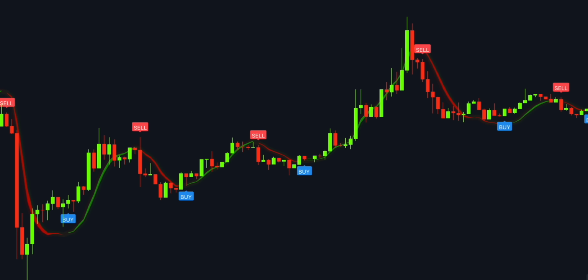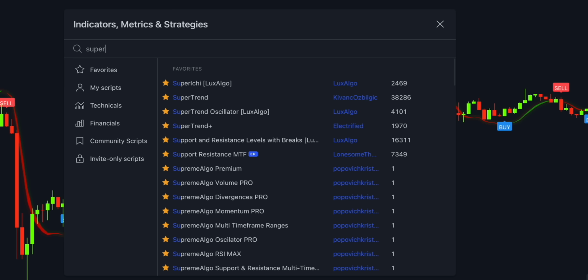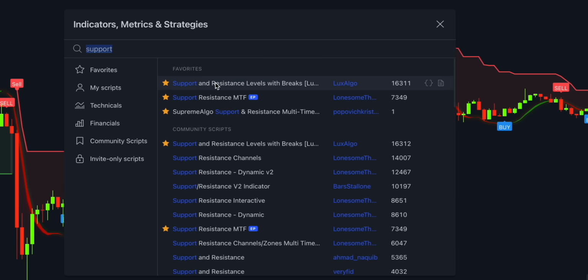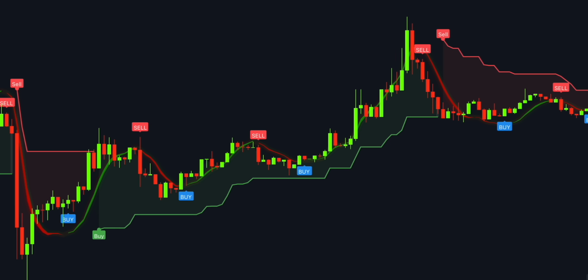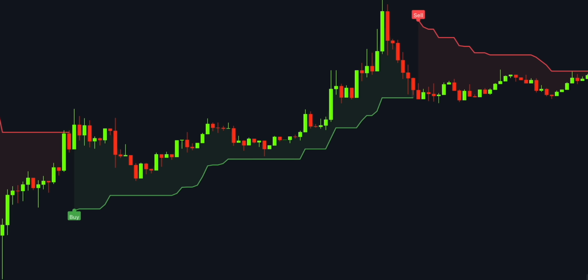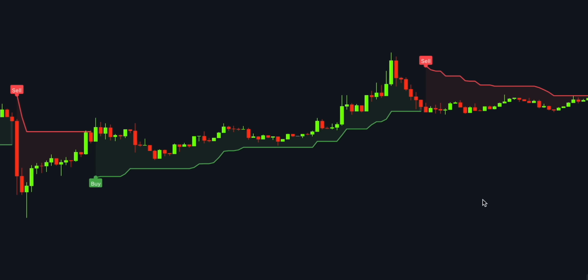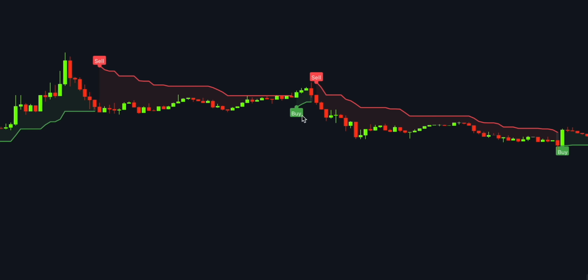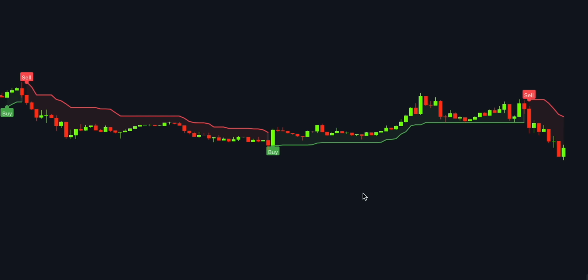So let's add the first one to the chart. This tool is called Super Trend. Many traders have heard about it, yet not everyone knows the biggest secret about the Super Trend indicator. Almost everyone says that you should use this tool to find trends. You've been taught to buy when the super trend is green and sell when it's red. This approach might work sometimes, but not when the market is ranging.